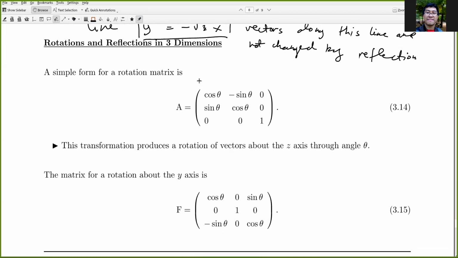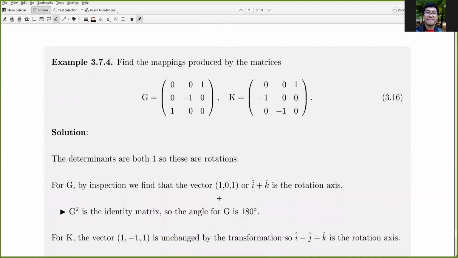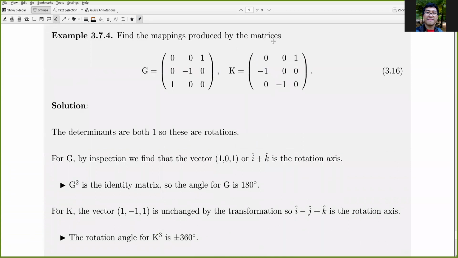We can also have rotation matrices and reflection matrices in 3 dimensions. So for example, a simple form for a rotation matrix is this. This transformation produces a rotation of vectors about the z-axis through angle theta. The matrix for rotation about the y-axis is given by this expression. Example: find the mappings produced by the matrices G and K.